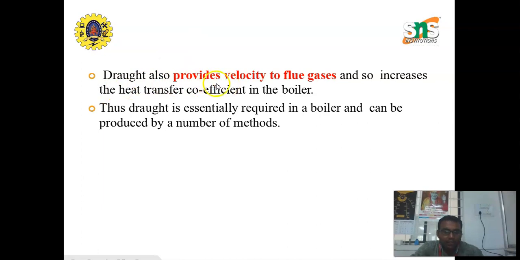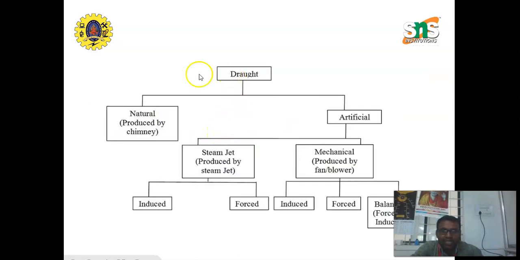Draught also provides velocity to flue gas and so increases the heat transfer coefficient in the boiler. Thus, draught is essentially required in a boiler and can be produced by a number of methods. There are two types. The first one is the natural method, produced by the chimney, and the second type is the artificial method, by means of steam jet or by mechanical means. It is produced by the fan or blower. In mechanical, it is of two types: induced or forced, or both forced and induced type.